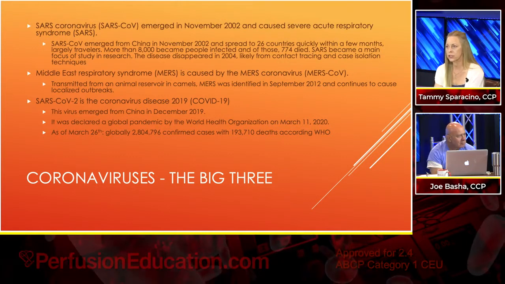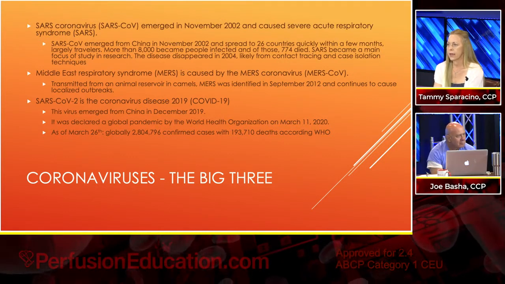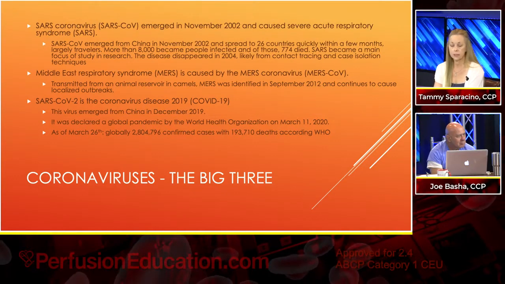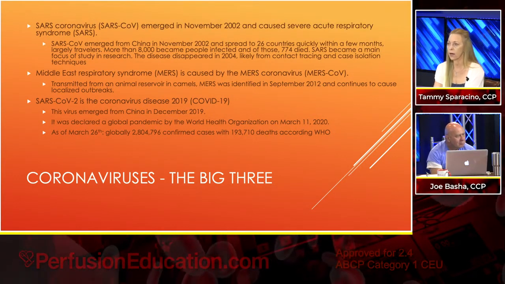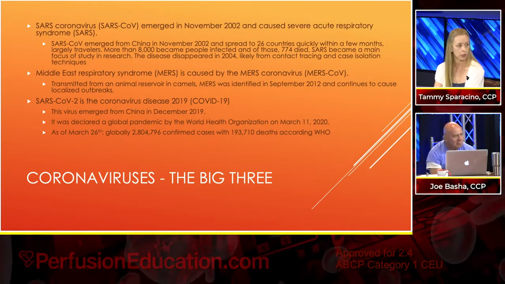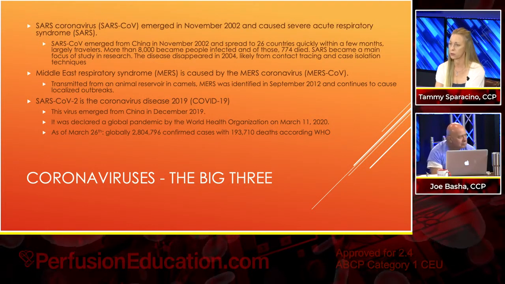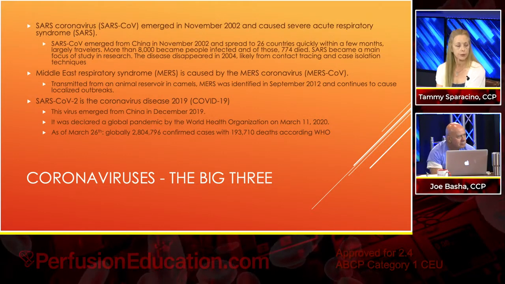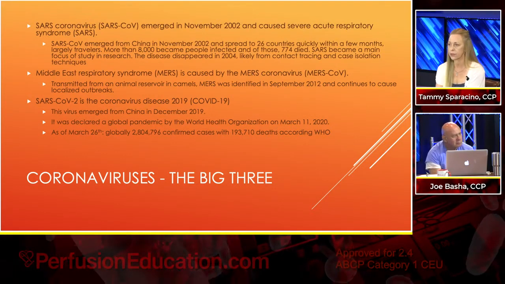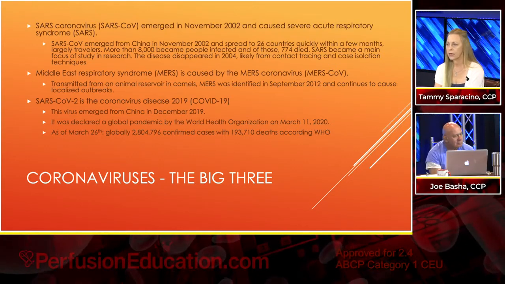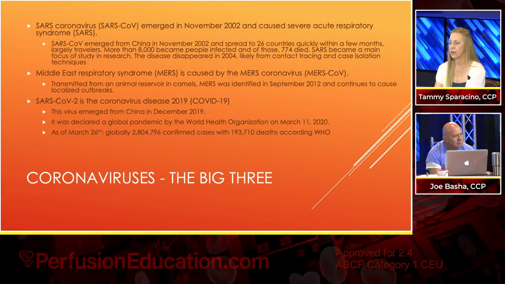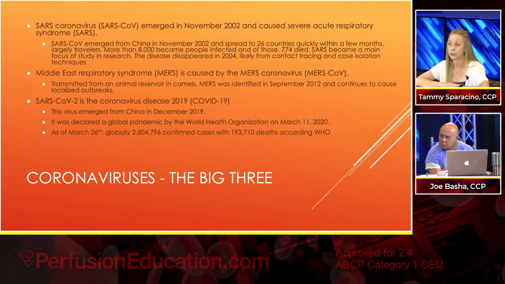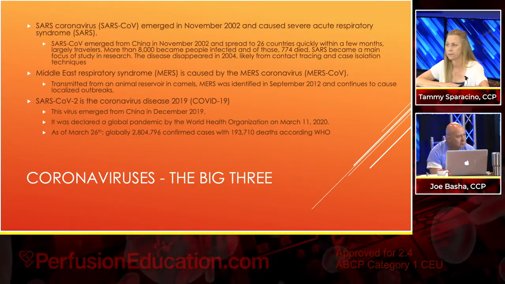It emerged in China as well, and it spread to quite a number of countries within a few months. So there was a great concern about it, and a lot of people started doing research on it. It really got the attention of the research and medical community. This one mainly traveled with international travelers, and that's how it got from country to country. About 8,000 people became infected, and there were anywhere from 775 to 800 deaths, is what I found on that.